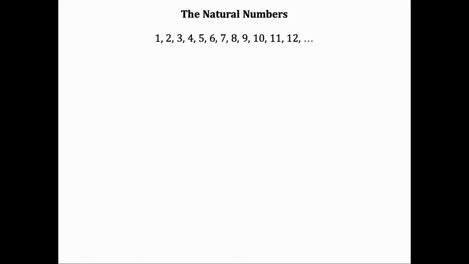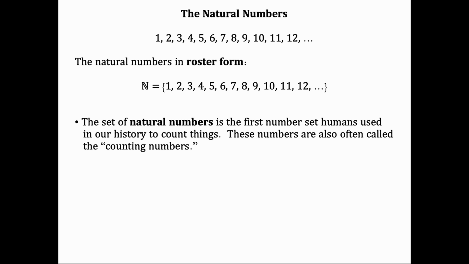This concept is fundamental to counting with the natural numbers. These are the numbers 1, 2, 3, 4, 5, 6, 7, 8, 9, 10, and so on. There's a ... at the end of the list because the list goes on forever, to infinity. The set of natural numbers is the first number set that humans used in our history to count things, so they're also often called the counting numbers.